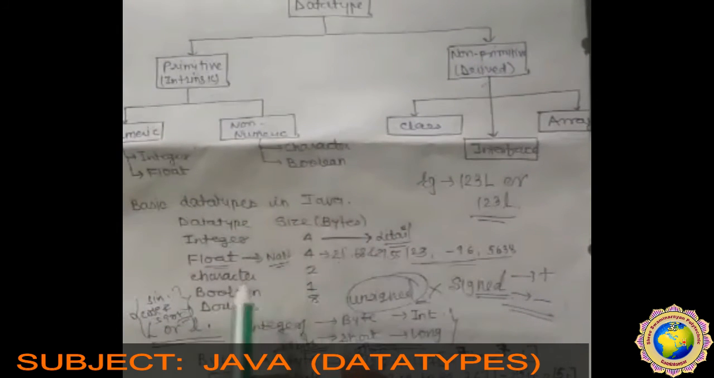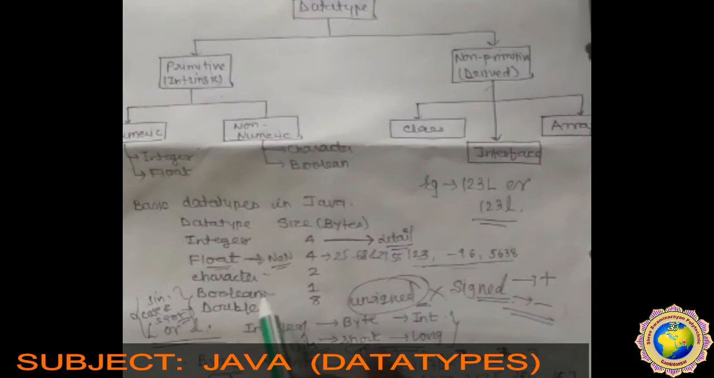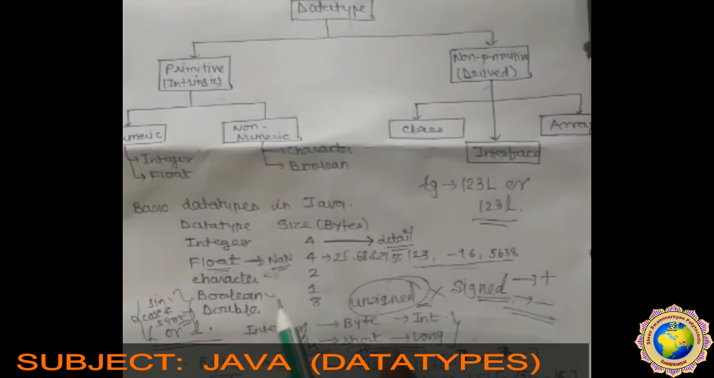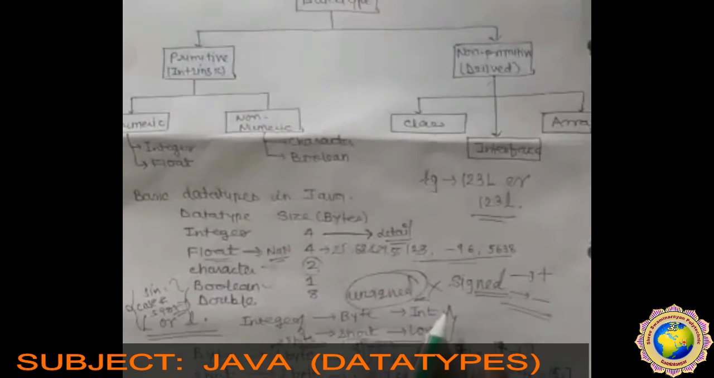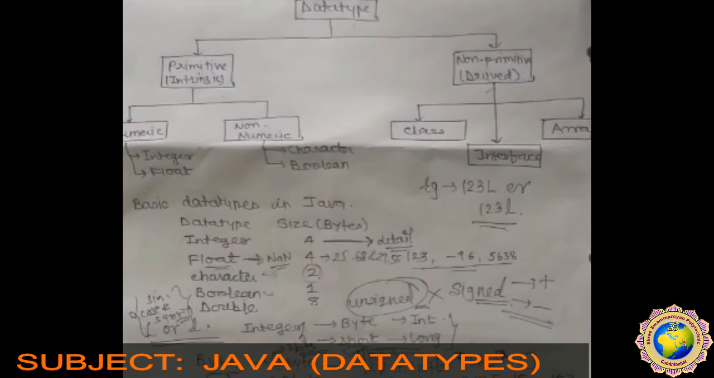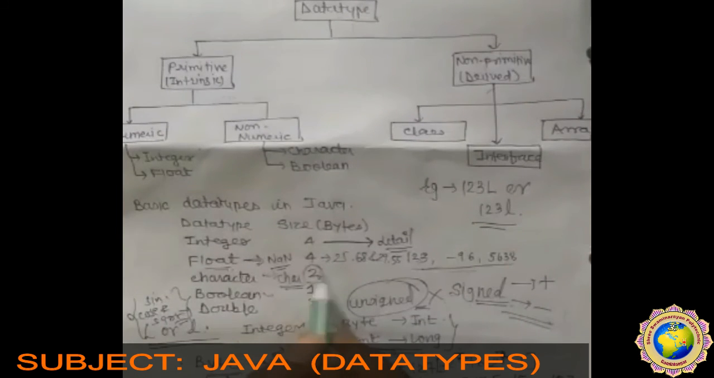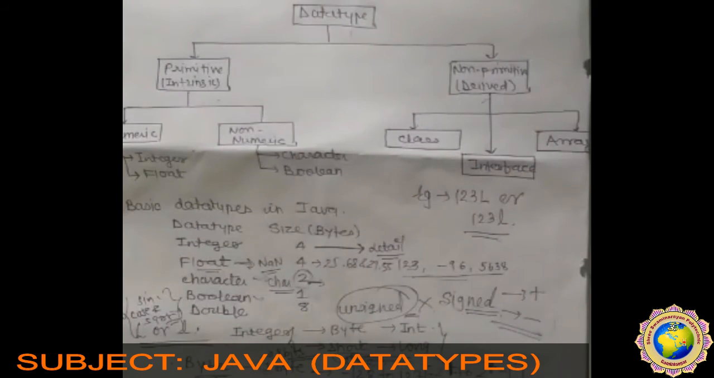Now we have to see the character and boolean. So what about the character? Character contains 2 bytes in size. In order to store a character constant in memory, Java provides a character data type called char. The char type assumes a size of 2 bytes, and basically it can hold a single character.